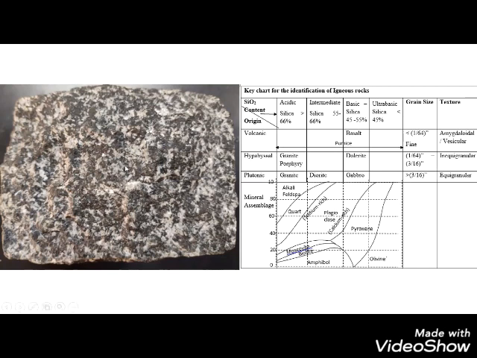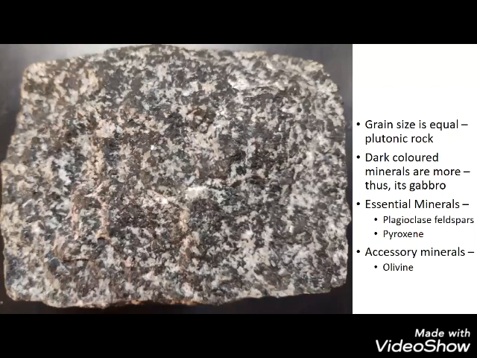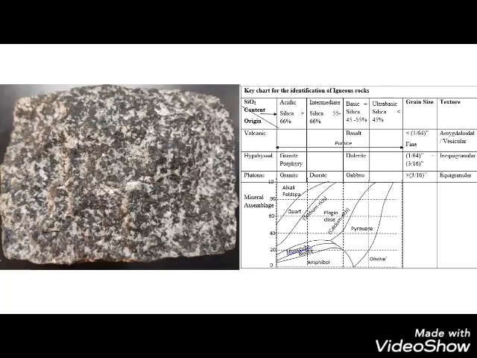This is gabbro. How do you differentiate granite and gabbro is the next question now. As I said before, granite will have much more light colored minerals as compared to gabbro. See, in granite light colored minerals are more, and equigranular texture is there. But gabbro also has equigranular texture, but dark colored minerals are more. This is how you can identify and differentiate the different rocks.